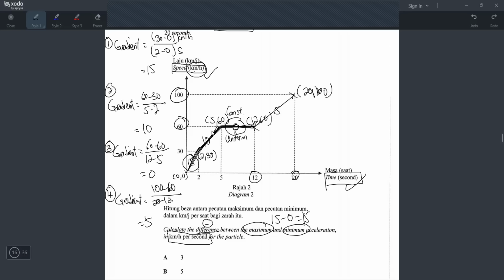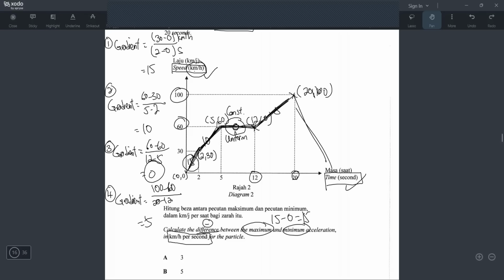So it's neither accelerating nor decelerating. That is why the acceleration is zero. Constant speed, uniform speed. And then here, it accelerates again. But what if the line is going down? Then it's decelerating. Decelerate means slowing down. It means the car is slowing down. The speed is decreasing over time.